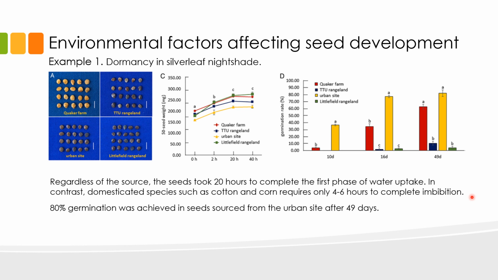Seeds from the urban site, as indicated by these yellow bars here, had a maximum of 80% germination. But if you look at the x-axis, you will see that seeds from the urban site were able to achieve this level of germination after 49 days in germination media. Most crops would have germinated within 1 to 3 days in the field, but because silverleaf nightshade is a wild plant, it has higher levels of dormancy as seen from this data.